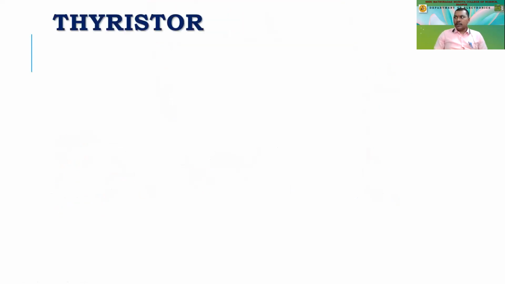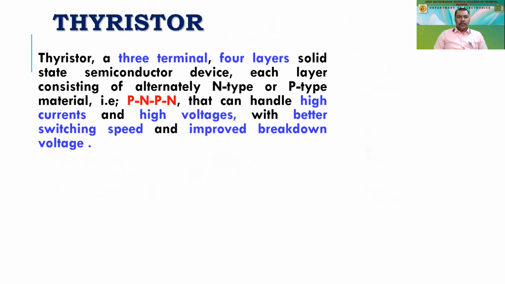Now the thyristors. As I mentioned, thyristors are three-terminal semiconductor devices having three junctions and four layers, PNPN, that can handle high currents and high voltages with better switching speed and improved breakdown voltage. Remember, we are concerned with high voltage and high current. The product of voltage and current is called power. So this is called the thyristor.